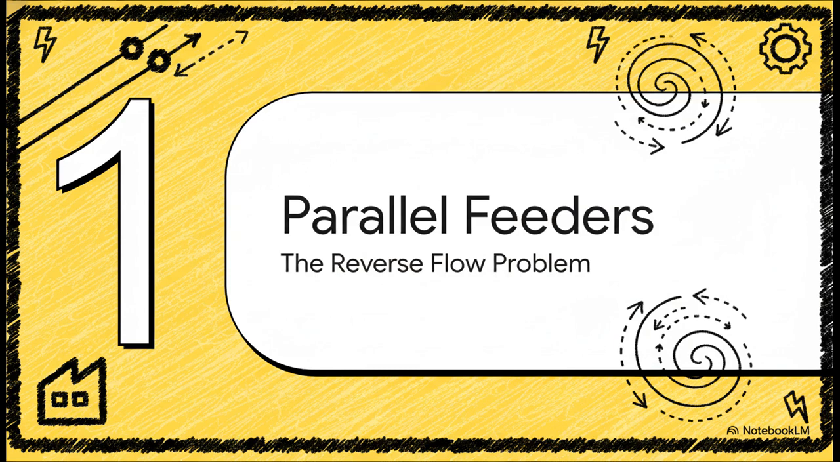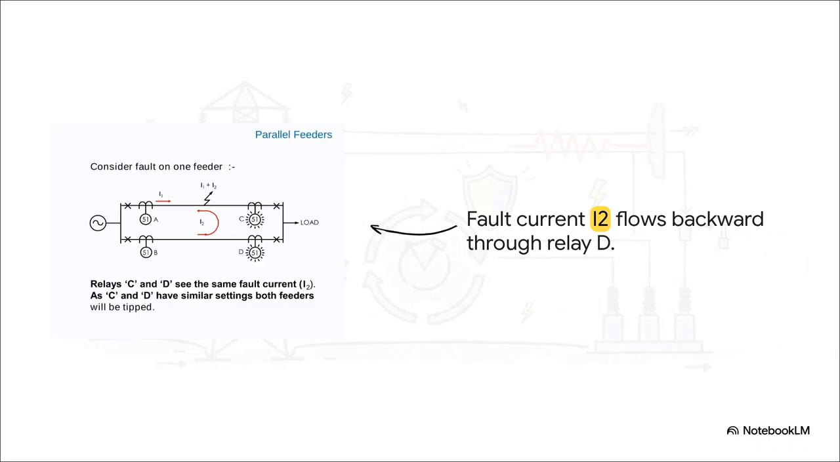Part 1, the parallel feeder problem. Let's dive right in. Think about a setup with a power source on one side, feeding a load on the other through two parallel lines. Now, consider a fault happening on the top feeder. The current rushes straight from the source to the fault. But because the lines are tied together at the load bus bar, the fault current actually loops all the way down the healthy bottom feeder. It travels completely backward through the bottom relay and then backward through the top relay to reach the fault.